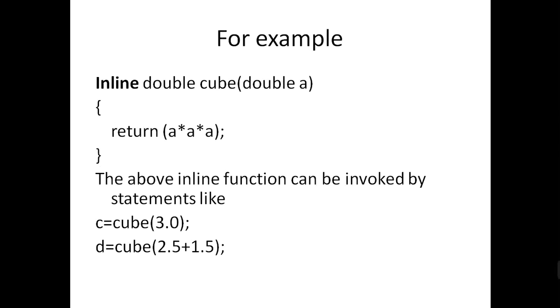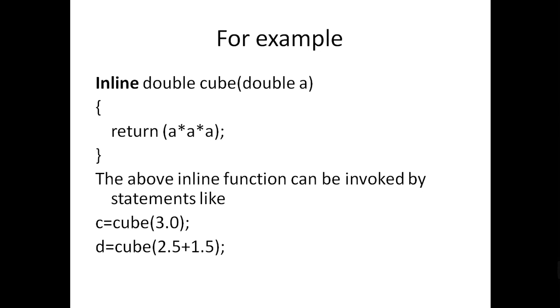Next, we go to an example of how it works in an inline function. First we define inline, which is a keyword, then double cube, which is the function declaration. Then one parameter, double a. The function is written in the function body: return a * a * a. So this is one of the functions. The above inline function can be invoked in a single line of the program, a line of the coding.